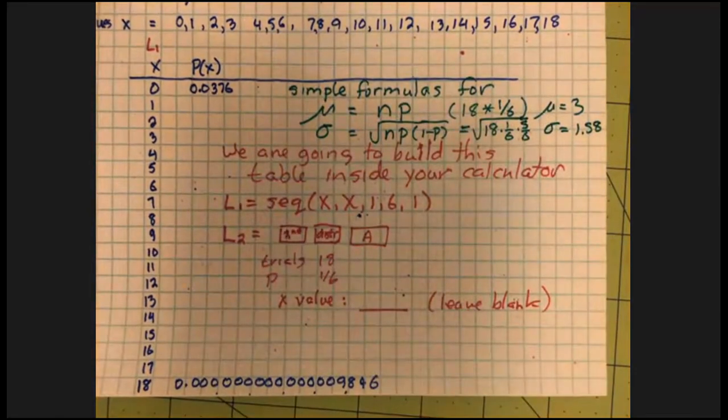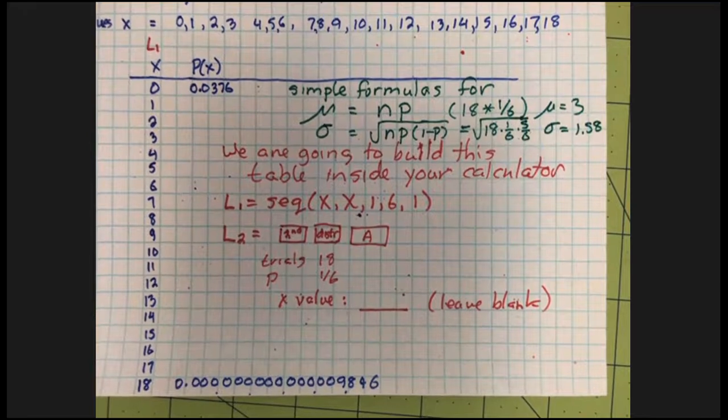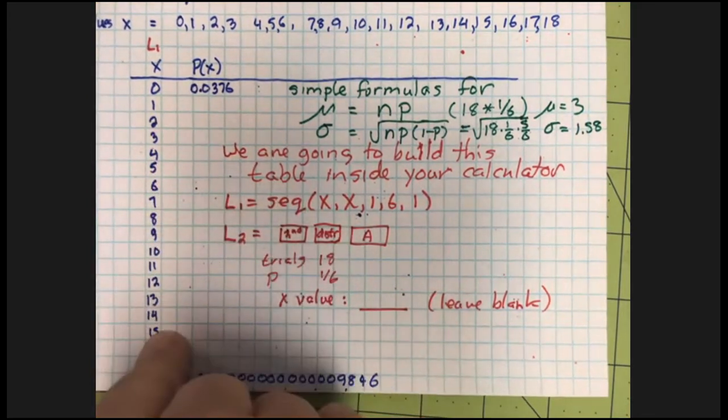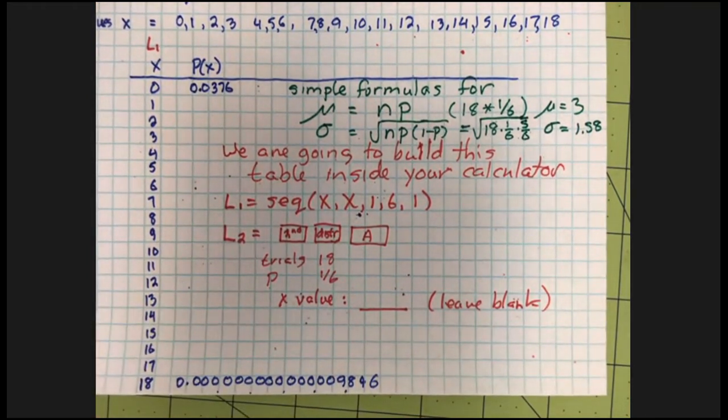But I want to see this visually. Let's say I played this game 18 times. What's the probability of each one of these numbers visually? The calculator is going to do an excellent job at that.